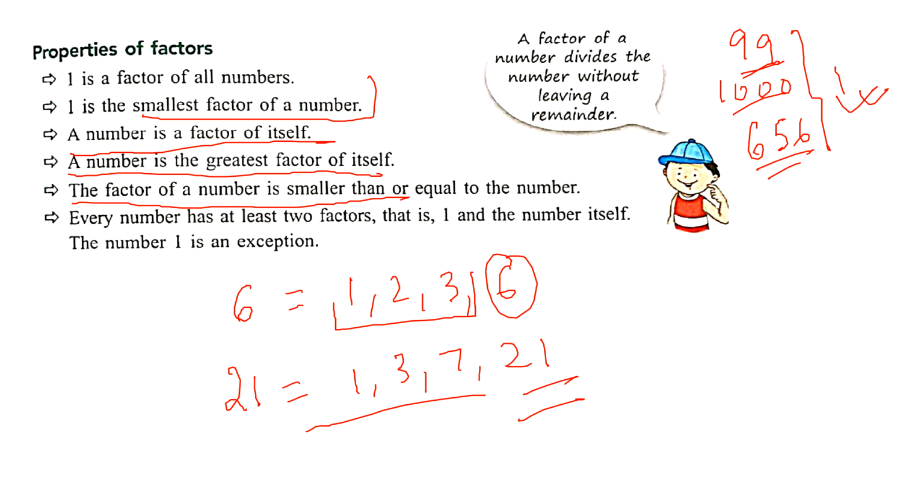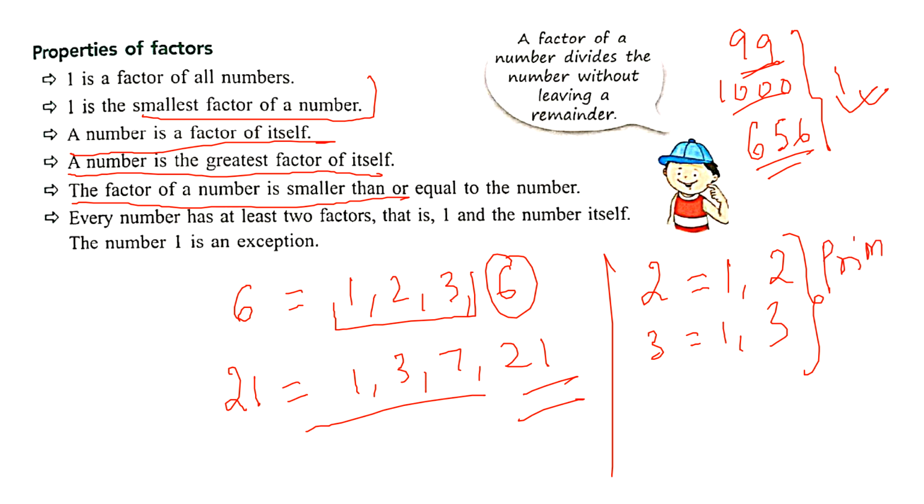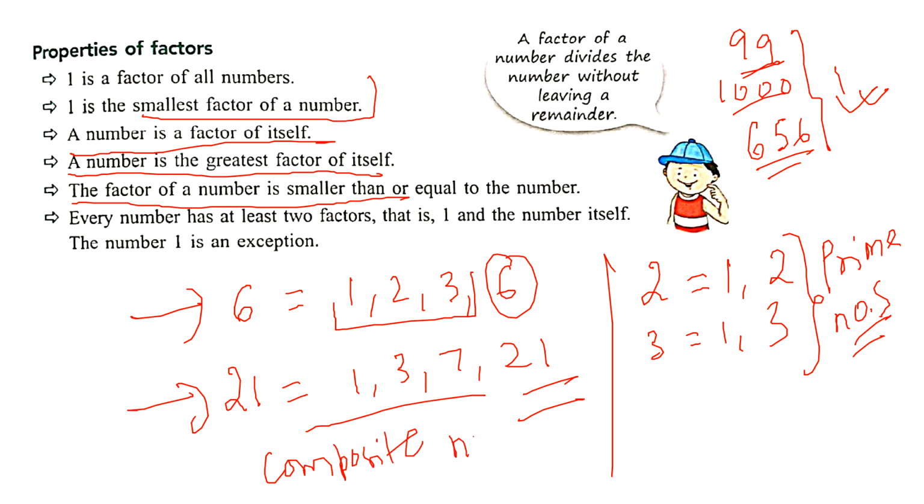So every number has at least two factors. By saying every number, let us say that you have a number 2. So its factors are 1 and 2. You can take up 3, 1, 3. So the numbers where the factors are only 2, 1 and the number itself, they are called prime numbers. Okay, and a number which has more than two factors like 6, like 21, they are called composite numbers. This is a very important terminology.